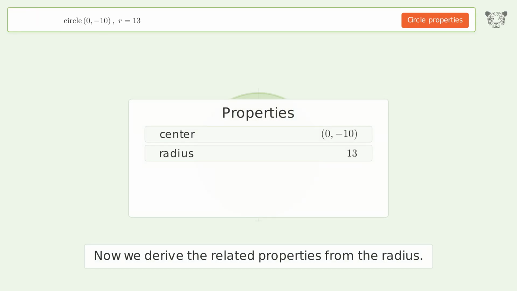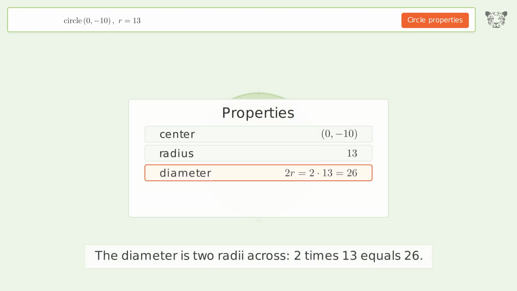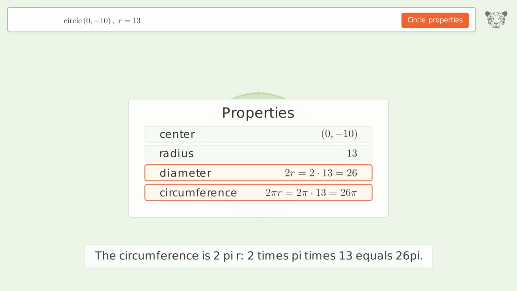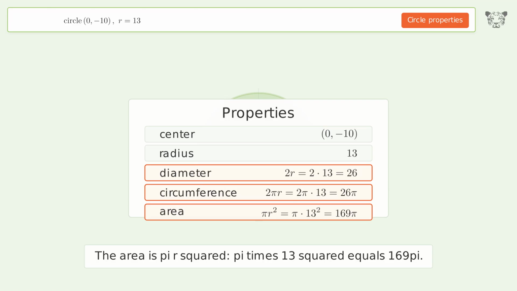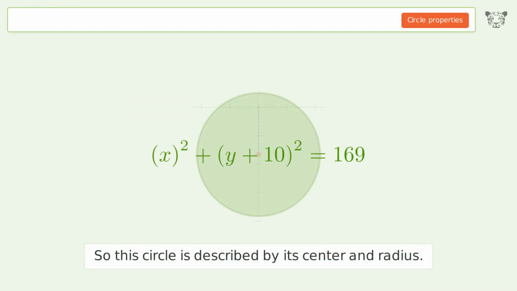Now we derive the related properties from the radius. The diameter is 2 radii across, 2 times 13 equals 26. The circumference is 2 pi r, 2 times pi times 13 equals 26 pi. The area is pi r squared, pi times 13 squared equals 169 pi. So this circle is described by its center and radius.